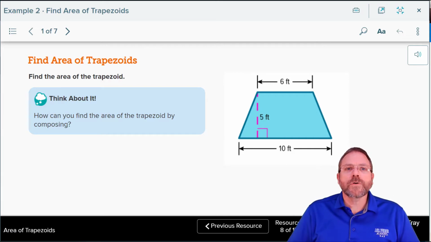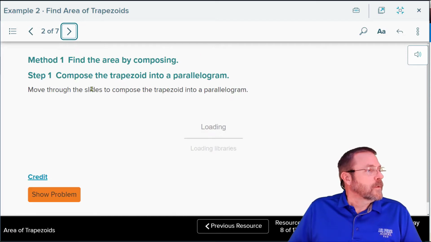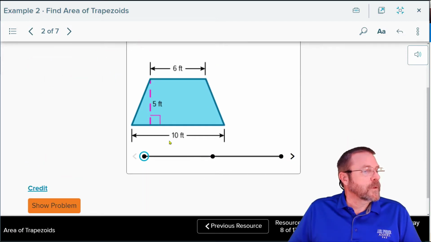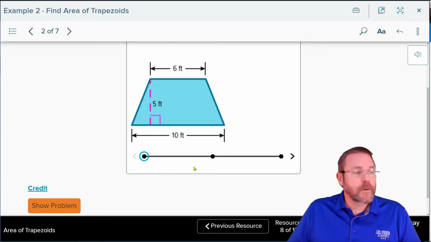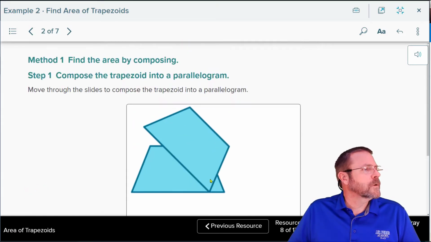Welcome back for part 2 of Module 8, Lesson 3, where we're finding the area of a trapezoid. This time we get to actually use the trapezoid formula, I think. And moving through the slides here, let's see what they give us. They give us a trapezoid with two bases, 6 feet and 10 feet, and a height of 5 feet. From there, what are they doing here?